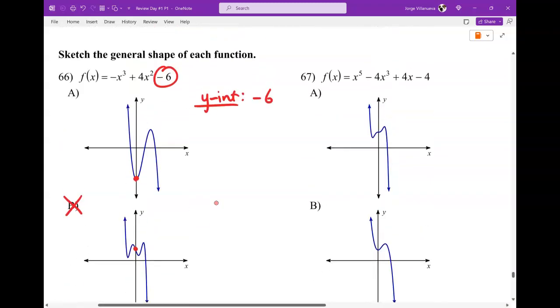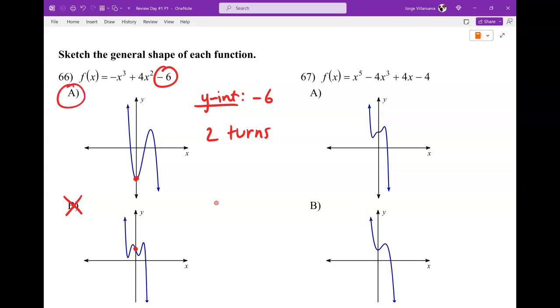Okay, next, I want to know how many turns does it take? This one takes 2 turns. So let's look at part A. It starts going down. That's not called a turn. It hasn't turned yet. It's going down. Then it goes up. That's 1 turn. Then it goes down. That's 2 turns. This one looks good.